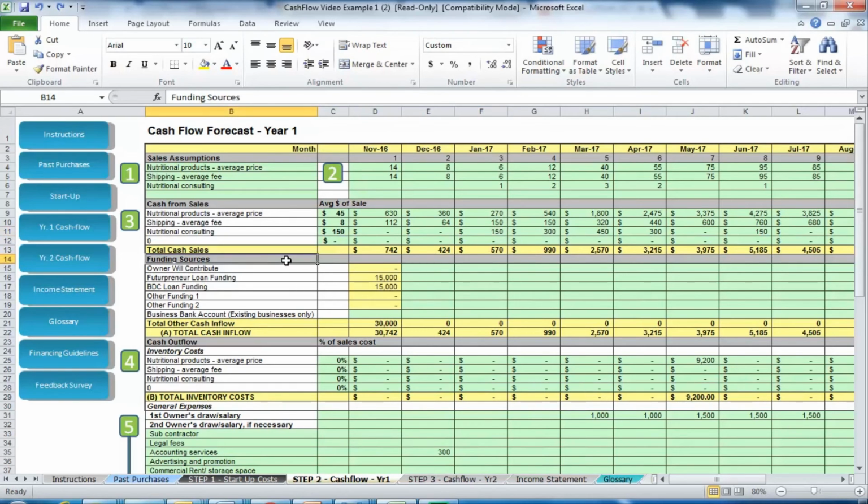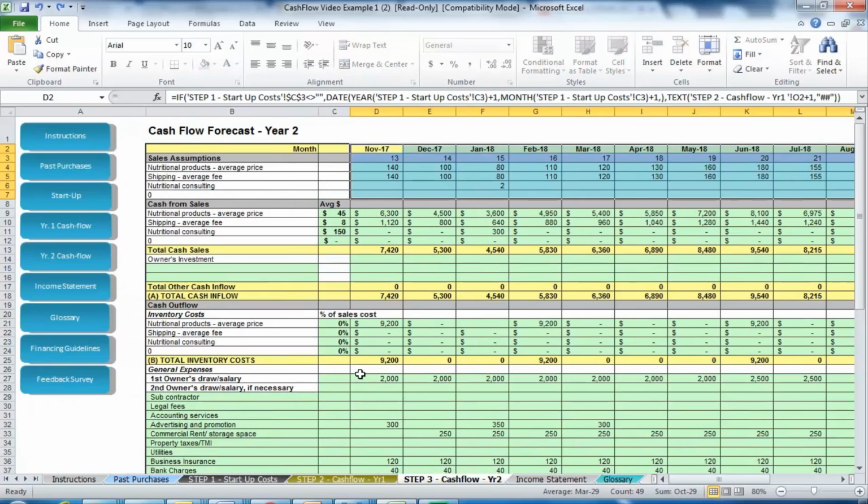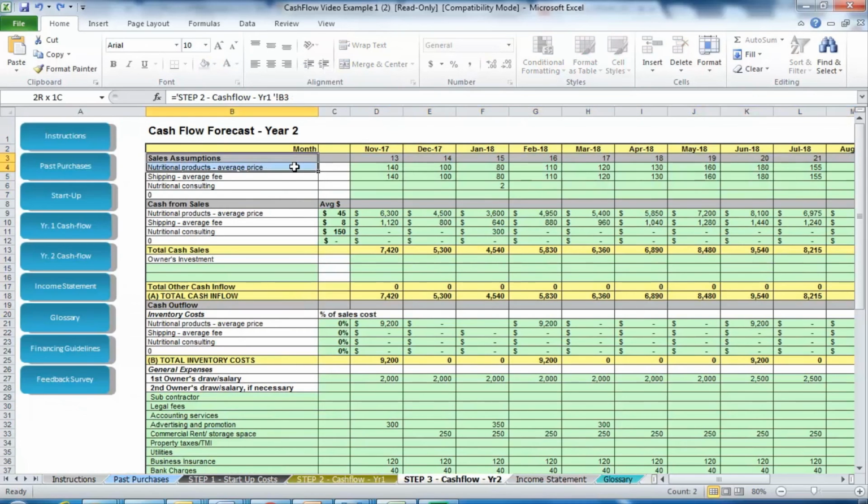The other thing you'll notice here is that the funding sources are automatically filled in. So in our particular case, Futurepreneur loan funding and BDC loan funding is both $15,000. You don't have to worry about that. Keep in mind that when you filled out our startup costs, that will automatically be filled in. Once you do all of this sales forecasting, make sure you replicate the same process for year 2. And you can see that below there's a Cash Flow Year 2 tab. You can click on that and follow the same procedure.